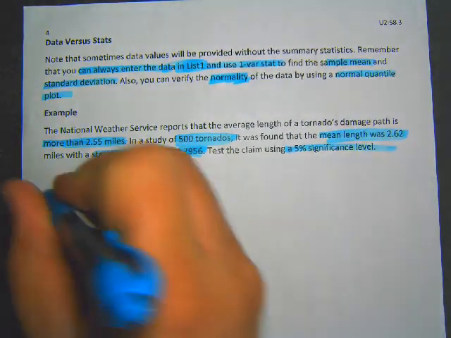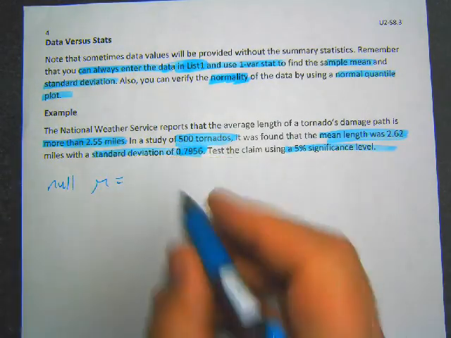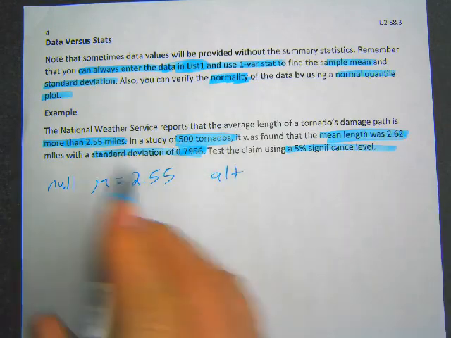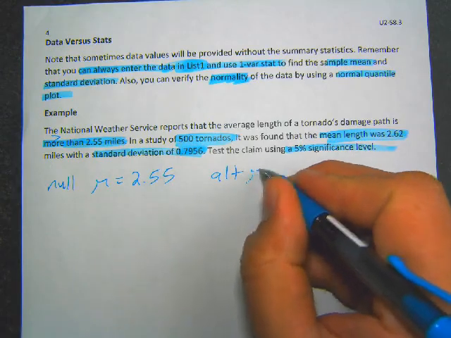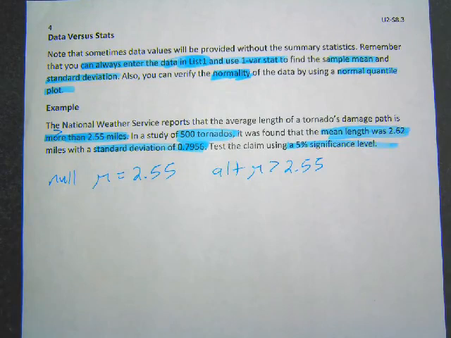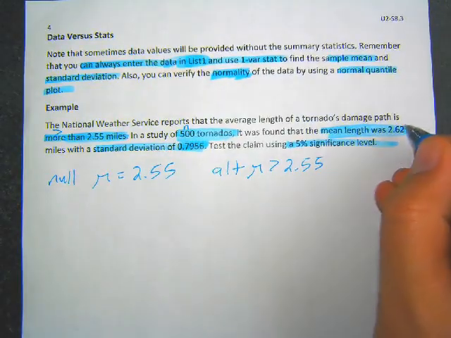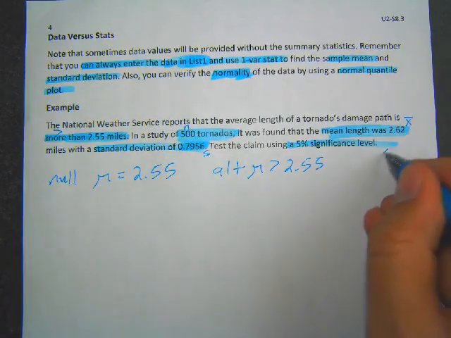So in this case, the null would be that the average length is 2.55 miles. And the alternative, well, now they're looking at more than, right? So they're thinking greater than, so we're going to say that the mean is greater than 2.55. Okay, they did a sample of 500 tornadoes, so that's their sample size. They have their sample mean with X bar, sample standard deviation, which is S, and their significance level alpha.